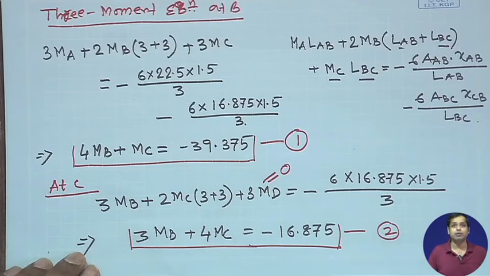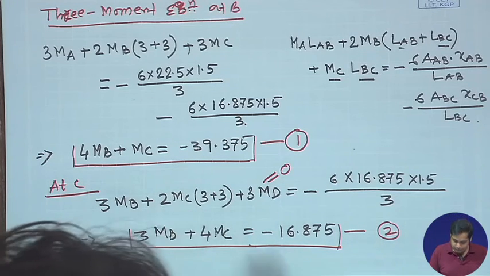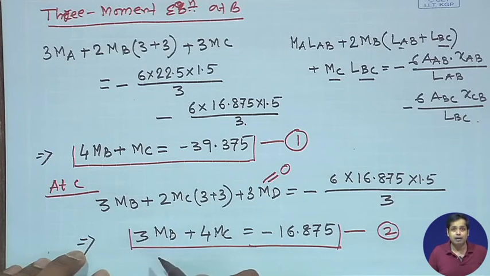This is equation number 2. Now, this equation is another relation between MB and MC. Now, we have two equations and the number of unknowns is 2, MB and MC. We can solve them, and if we solve them, the values that we get are these.